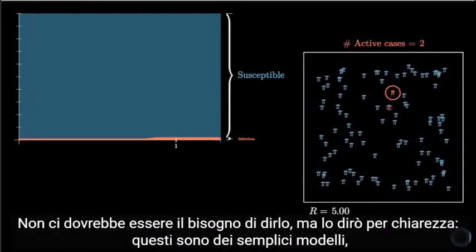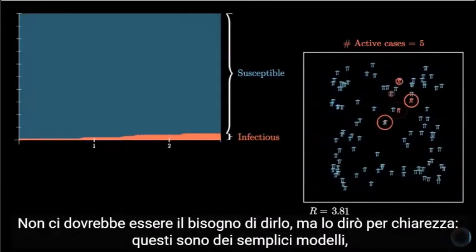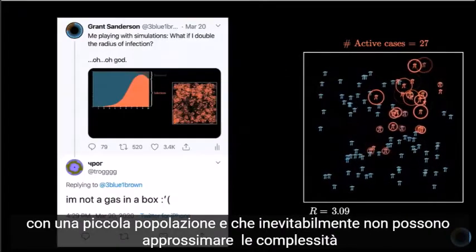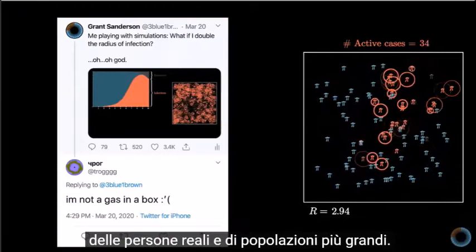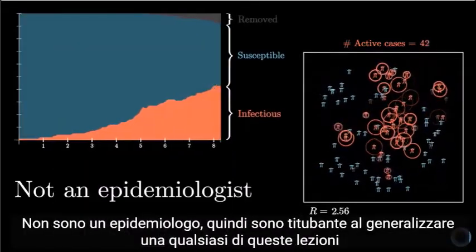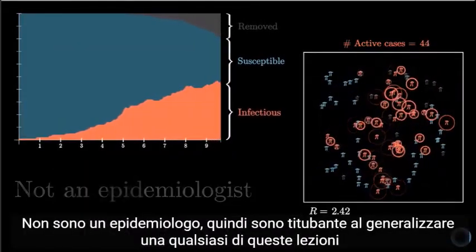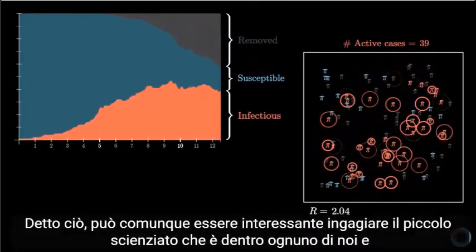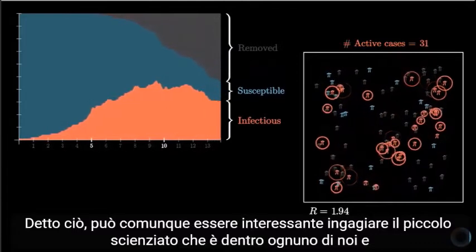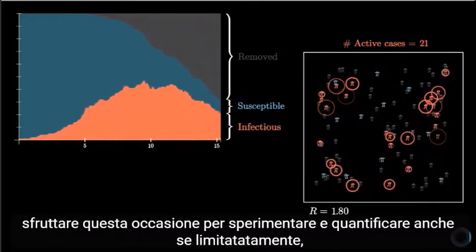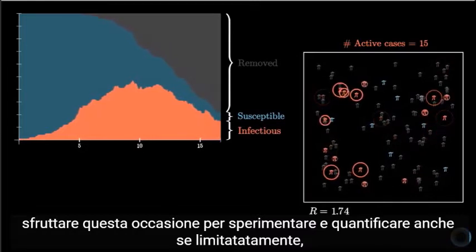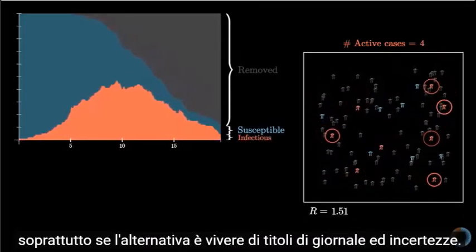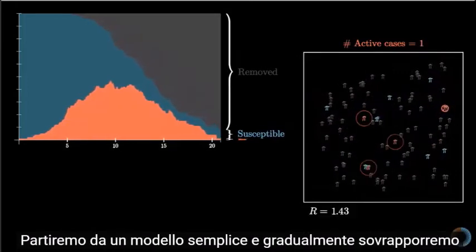This should go without saying, but let me emphasize it at the start anyway. These are toy models, with a tiny population, inevitably falling far short of the complexities in real people and larger populations. I am not an epidemiologist, so I would be very hesitant to generalize any of the lessons here without deeper consideration. That said, I think it can be healthy to engage the little scientist inside all of us and take the chance to be experimental and quantitative, even if it's in a necessarily limited fashion, especially if the alternative is to dwell on headlines and uncertainty.